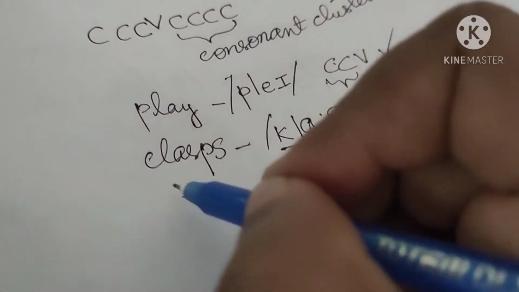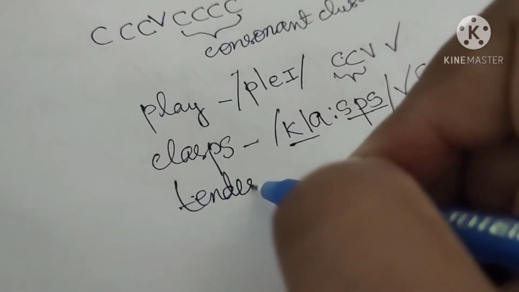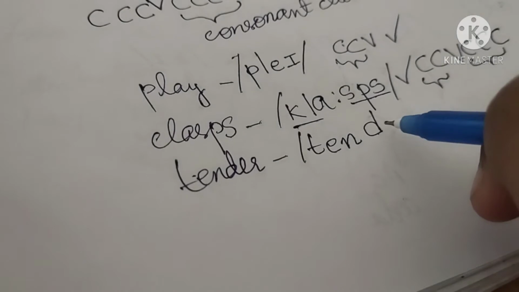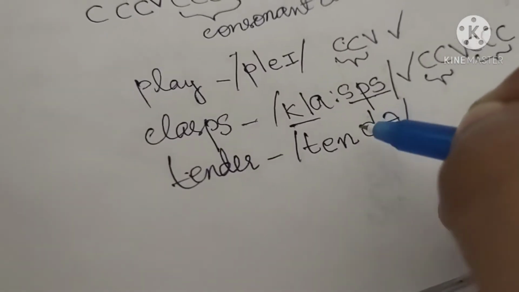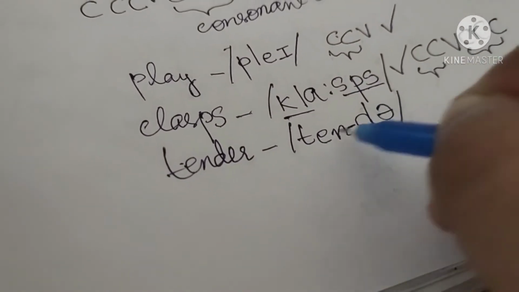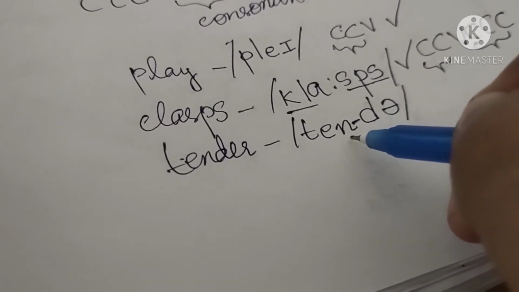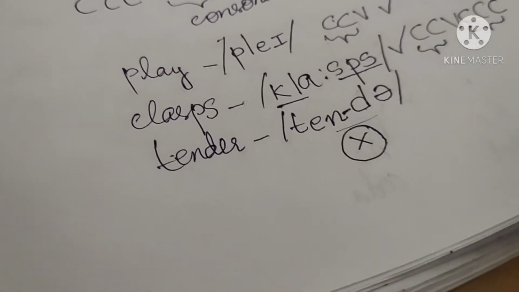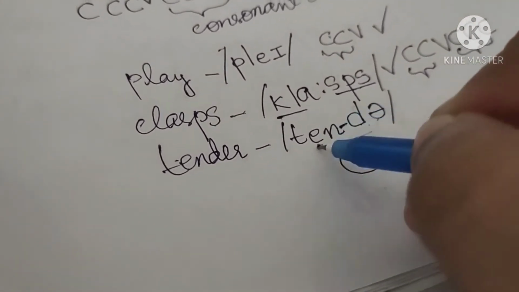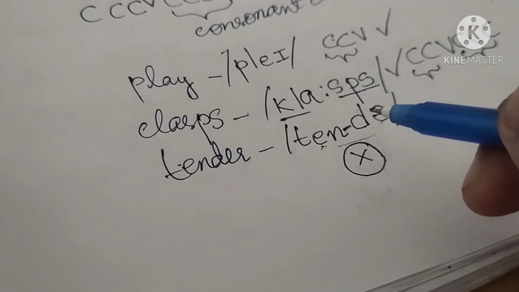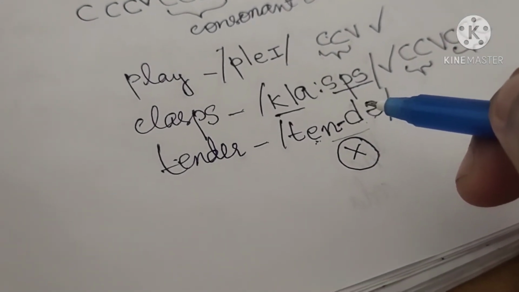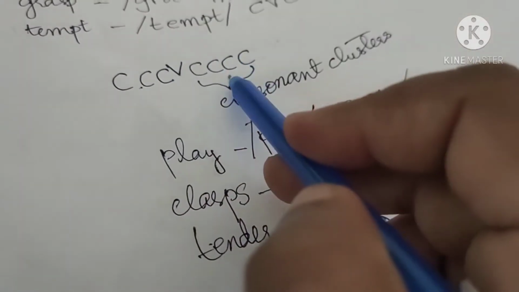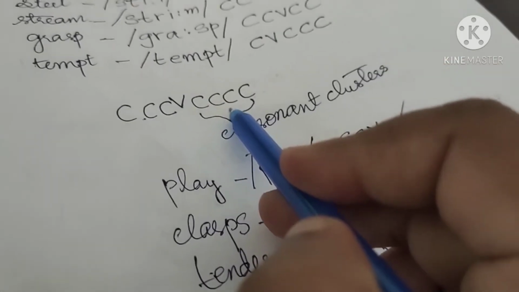Now the next one, listen carefully. Tend, /t e n d/, and then a vowel. Here actually we are having two syllables. So this n and d cannot be considered as a consonant cluster. Why? Because they are in two syllables. So in English, clusters of up to three consonants can begin a syllable, and up to four consonants can end a syllable. I hope you understood it.